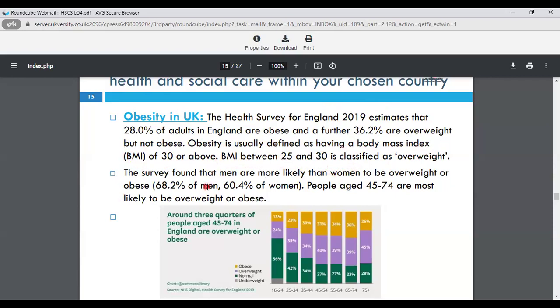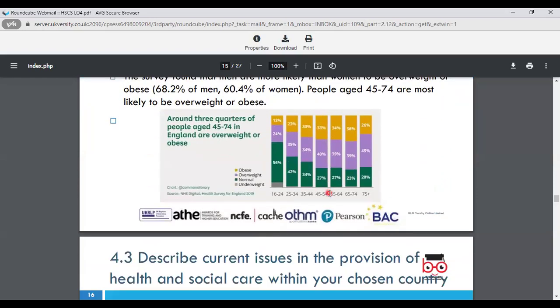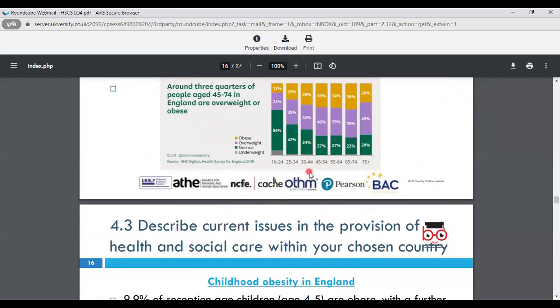There was a survey that found that men are more likely than women to be overweight or obese. 68% of men were overweight or obese, while 60% of women were. People aged 45 to 74 are more likely to be overweight or obese. The reason is very clear, obviously, because they become less mobile and less physically active. That is why they're more prone to develop these conditions.